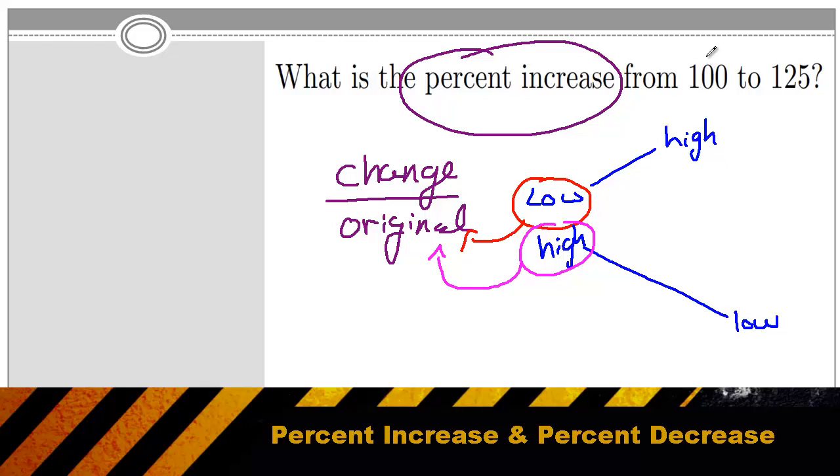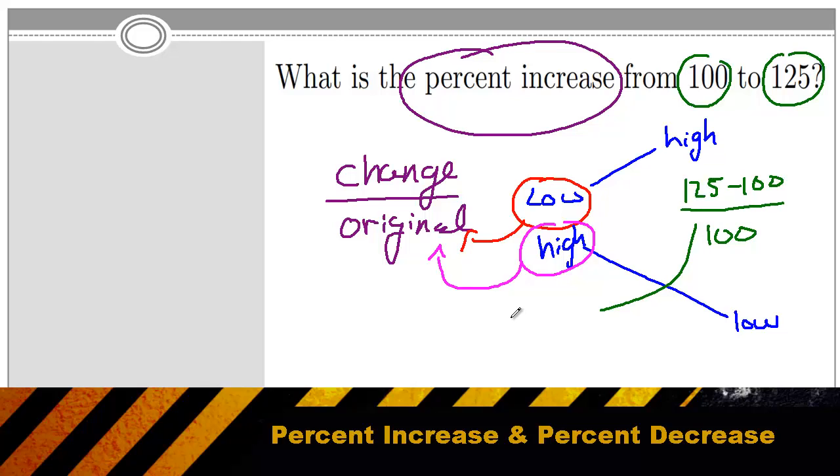So in this case, we're going from 100 to 125. The change is just 125 minus 100, and we're going to put that over the original number of 100. And we could rewrite that as 25 over 100, which is the same thing as 25%. And the fact that going from 100 to 125 was a 25% increase, that might have seemed pretty obvious.